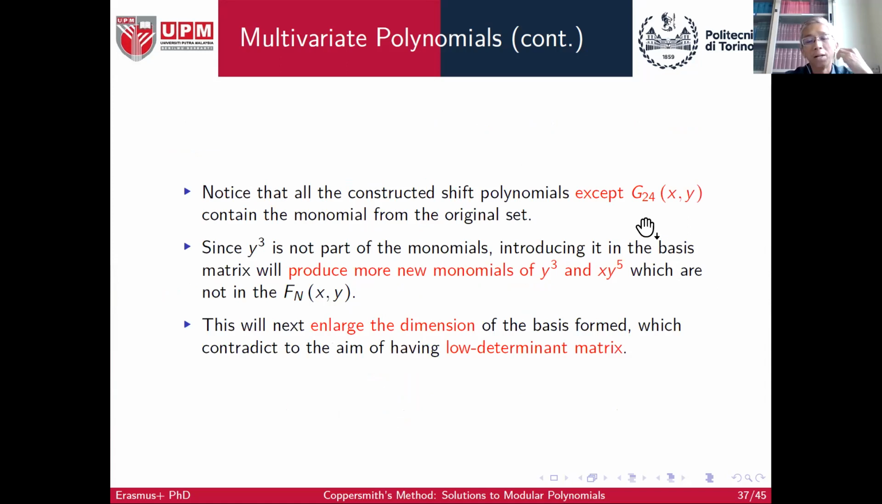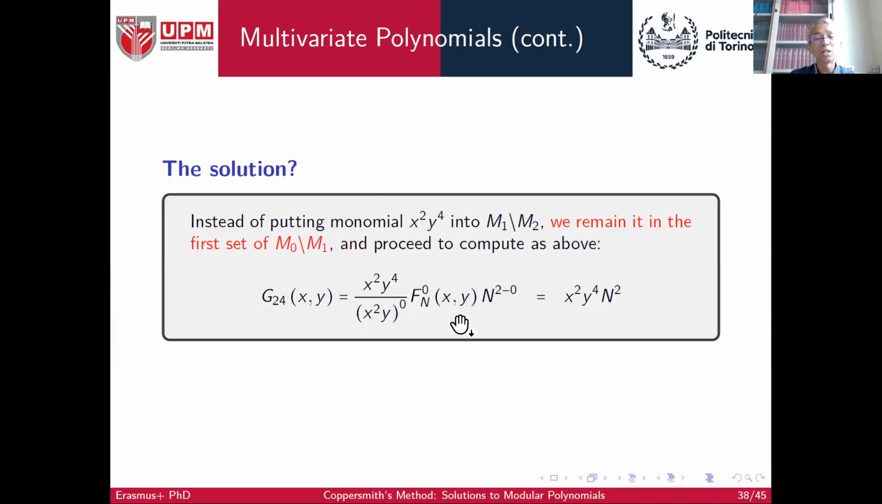So if this kind of condition occurs, it will actually introduce even more new monomials in our basis later on, which we do not want to happen, because that will definitely increase the dimension and next increase the computational cost. So as stated here in the third point, this will enlarge the dimension, okay, which contradicts the aim of having a low determinant matrix. So the solution: instead of putting that abnormal monomial into the second set, we keep it in the first.